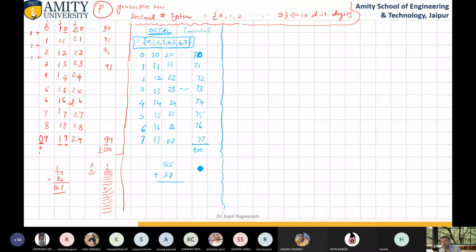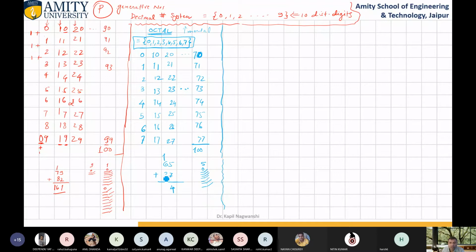Okay, so let me start writing this. So 5 is 5, no issue. Then 7 is 1 2 3 4 5 6 7. How do we count? Just concentrate here, because in decimal you know very well, but in octal we need to be tricky over here. So 5 6 7 10 11 12 13 14. This is 14 and carry 1.